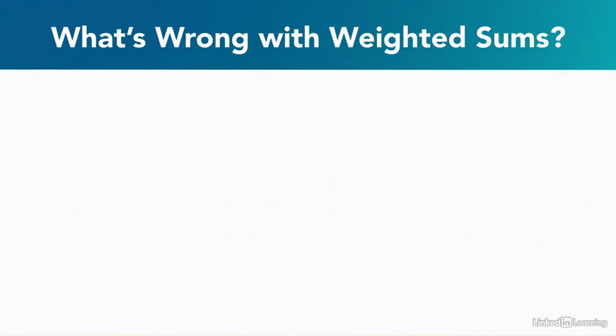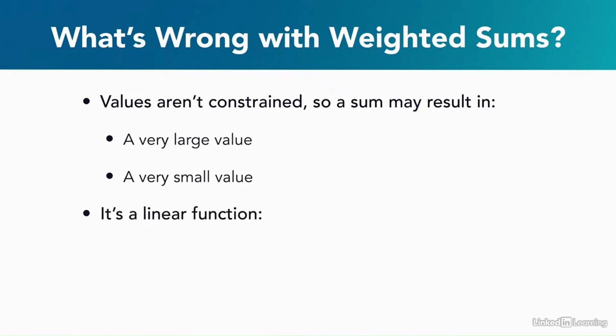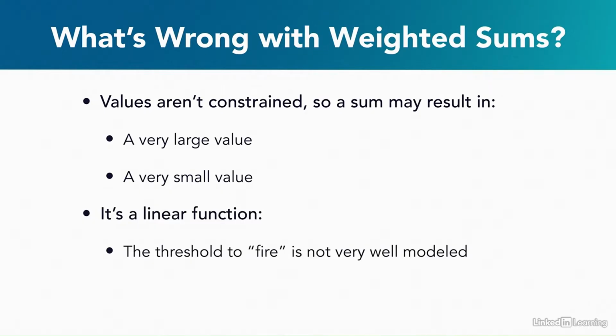So let me tell you what's wrong with weighted sums. There are 2 inconveniences I'd like to mention. First, values aren't constrained, so a sum may sometimes result in a very large value or a very small value. Second, a weighted sum is a linear function, so the threshold to fire is not very well defined. That is, a change between true and false is not very notable. And, most importantly, it's not easily trained.